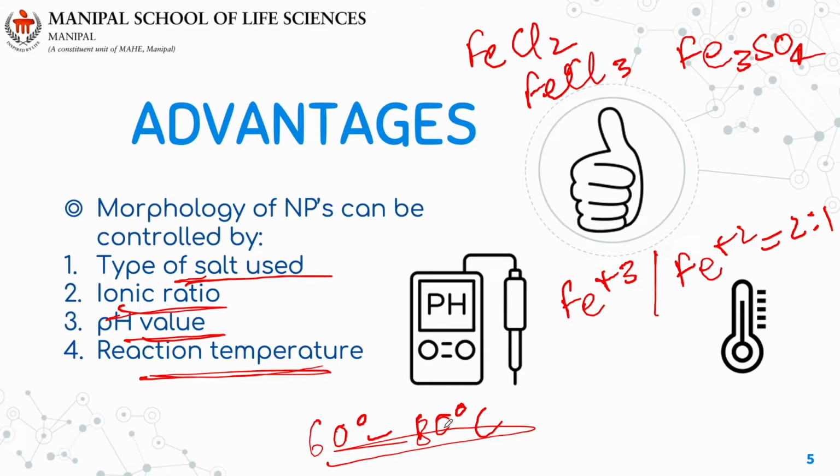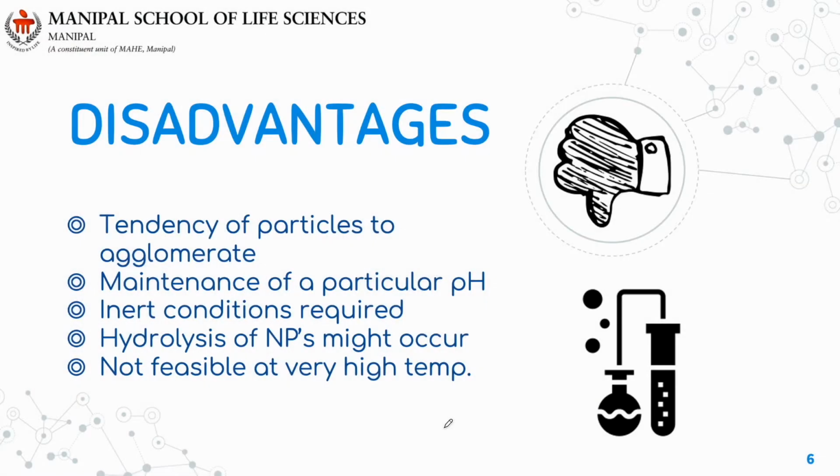So let's look at some of these disadvantages. So what are these disadvantages? As I told, we are not using any surfactant or co-surfactant in this method. So there is a tendency of these particles to agglomerate because we are not using any surfactant or co-surfactant.